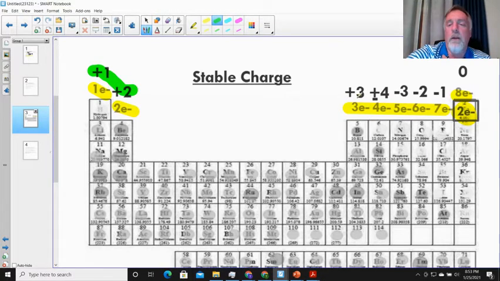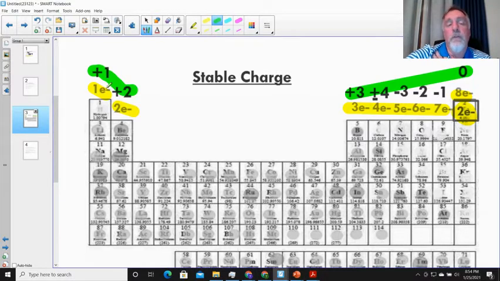And we put all these lists on here like this, right? Column 1, group 1, its stable charge is +1. Column 2 is +2, its stable charge is +2. Column 3, group 3, stable charge is +3. So what that tells you, group 1 needs to lose 1 electron to fall back to a full shell of 8. Group 2 needs to lose 2 electrons to fall back to a full shell of 8.